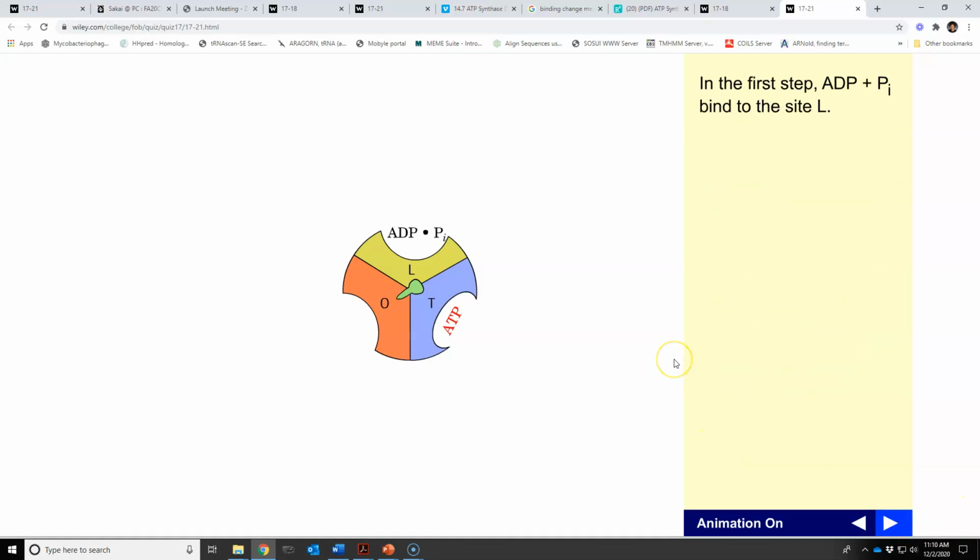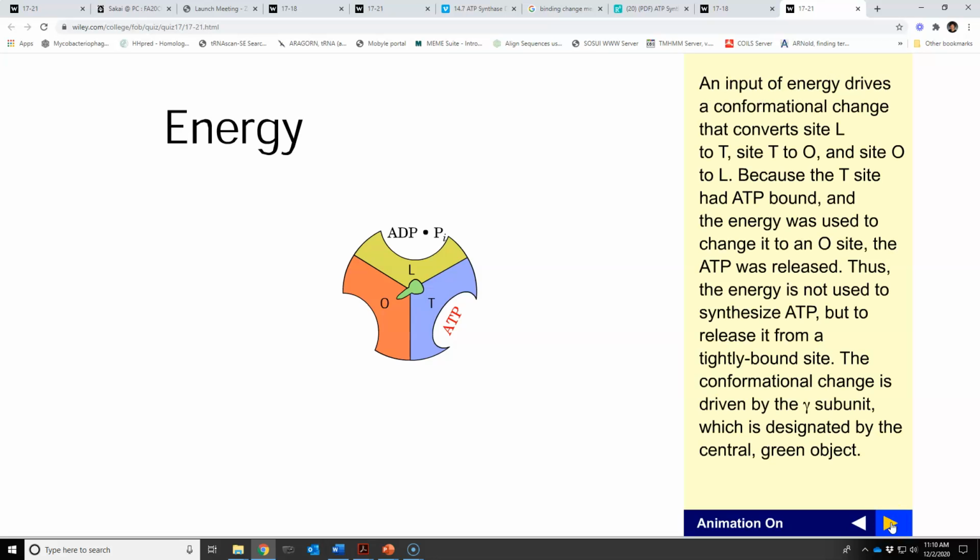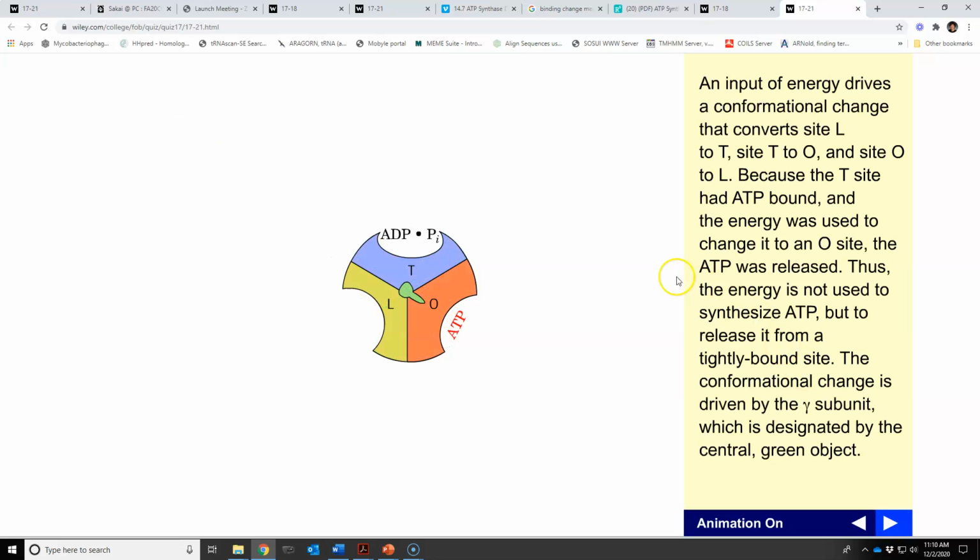So ADP and phosphate bind to the loose configuration. And then that's the energy of electron transport. Notice that loose went to tight, and tight went to open, and open went to loose. Now this subunit right here is in the tight configuration, so ADP and phosphate can be coupled to form ATP. Over here, this subunit was already in the tight configuration and the ATP was already synthesized, so that can leave.